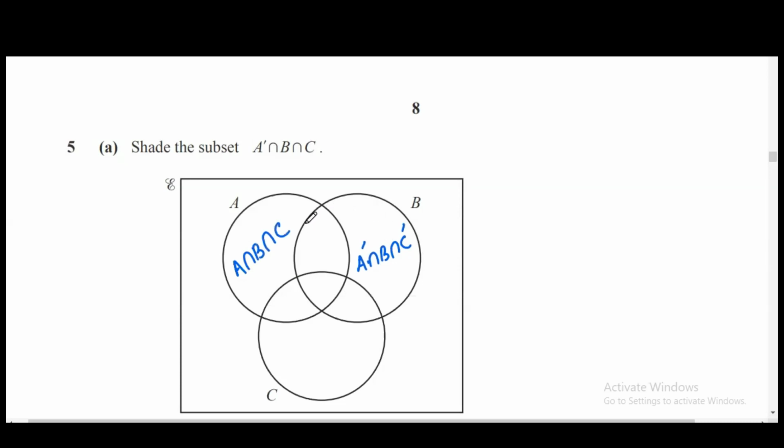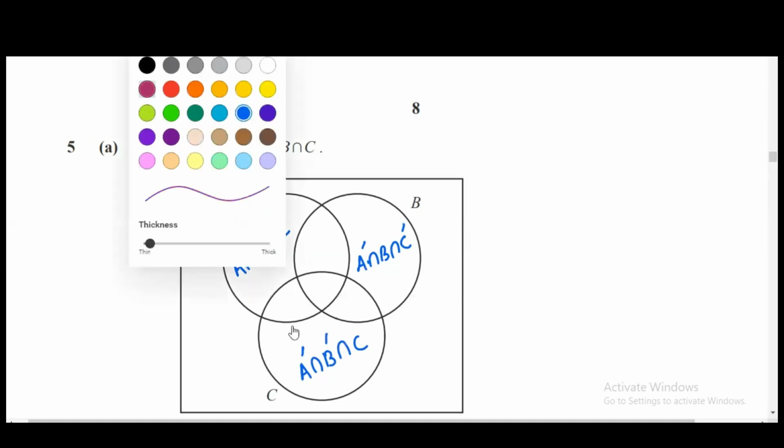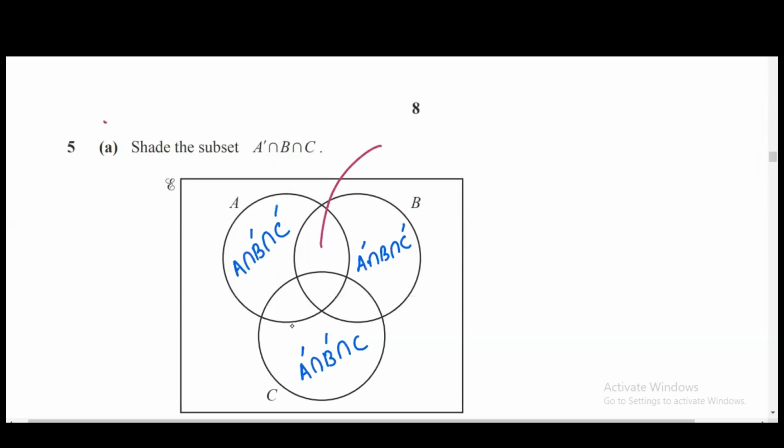Similarly, A intersection B intersection C. B and C are not here, this region is beyond B and C. So B complement, C complement here. This region is beyond A and B, so A complement, B complement. And this region is beyond the set C, so this is C complement.